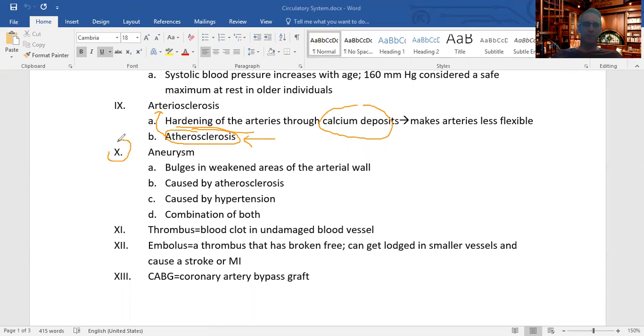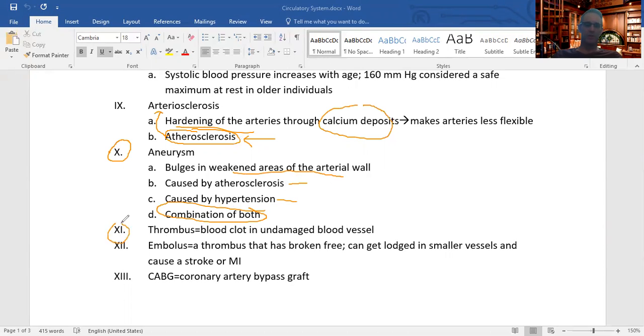An aneurysm happens when there's a weakened area in the arterial wall, it bulges out, and it can actually rupture, or it could impinge on a neighboring blood vessel or tissue. Atherosclerosis can contribute to aneurysms, hypertension can contribute to aneurysms, but usually you put these two together and it makes it even worse. And of course, if they happen in the brain, that can lead to a stroke.